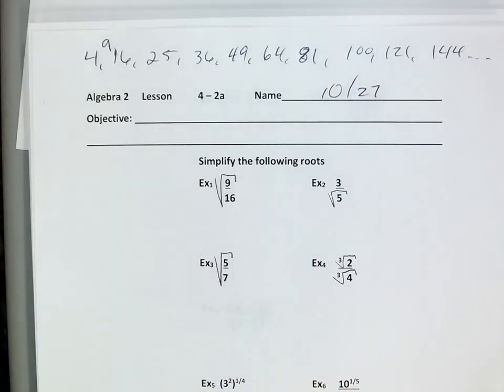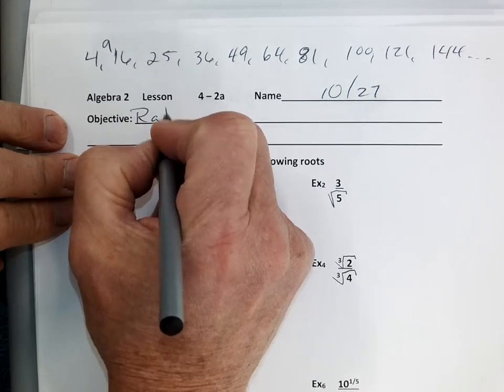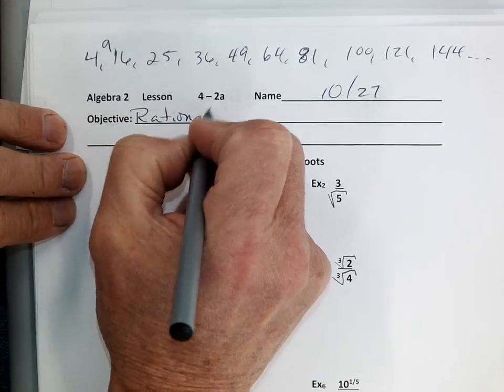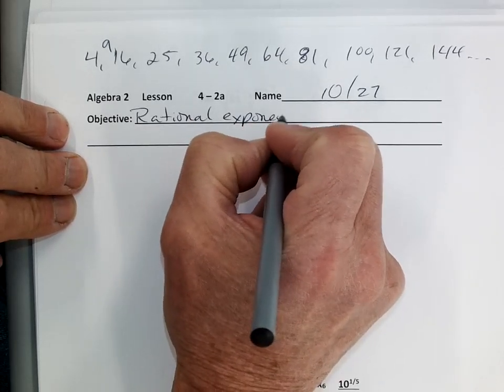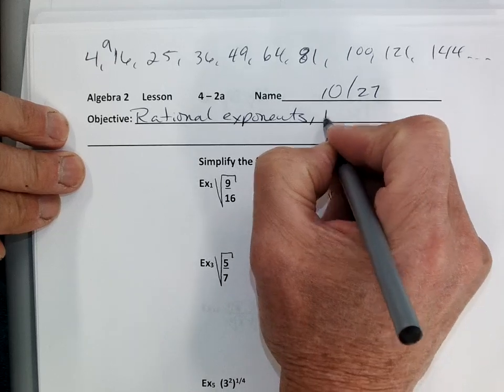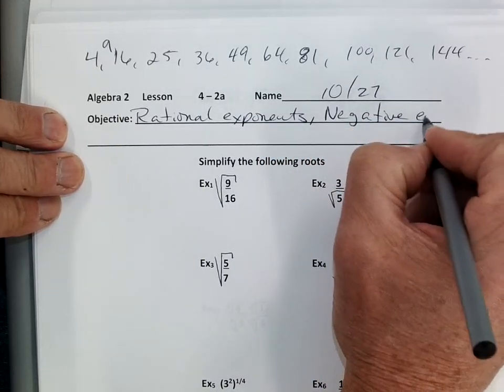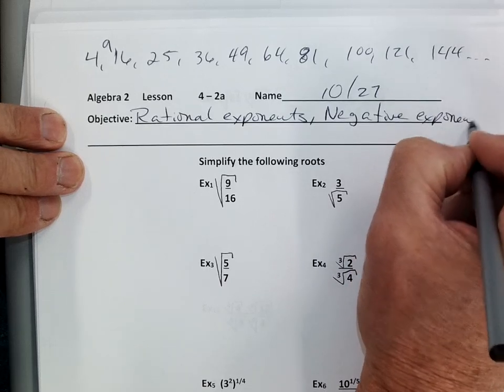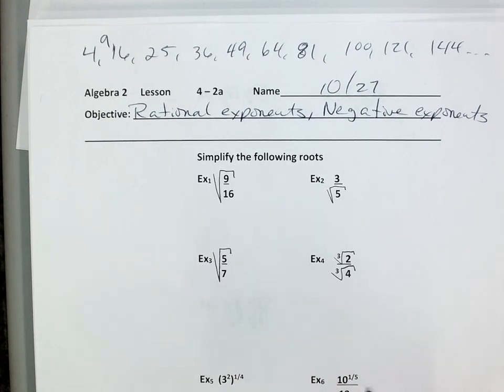So today, what we want to talk about specifically is rational exponents and negative exponents. And we're going to add a couple other things in there, which you probably already know. So let's take a look.